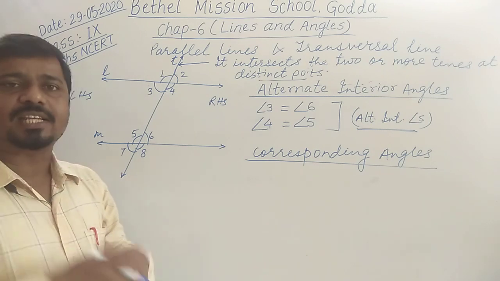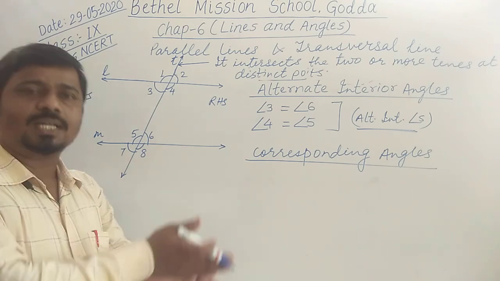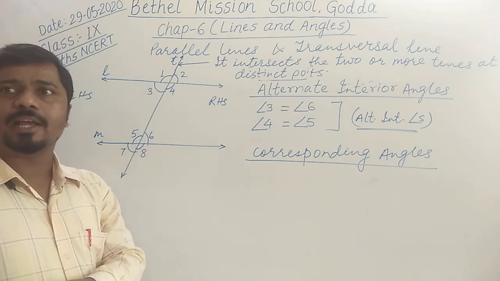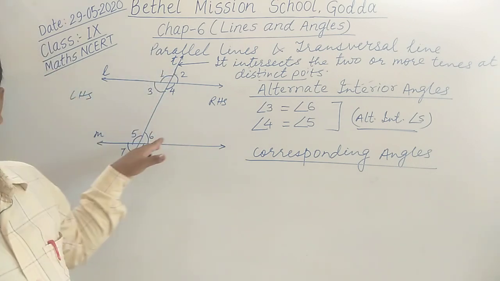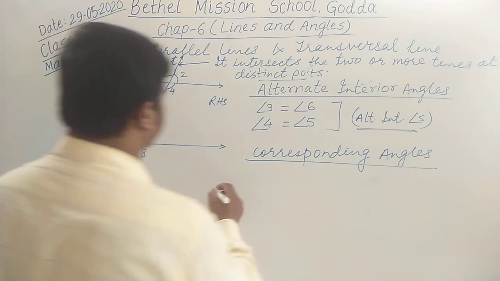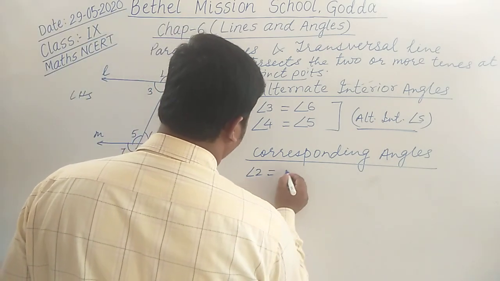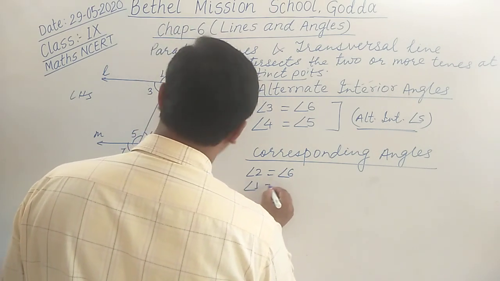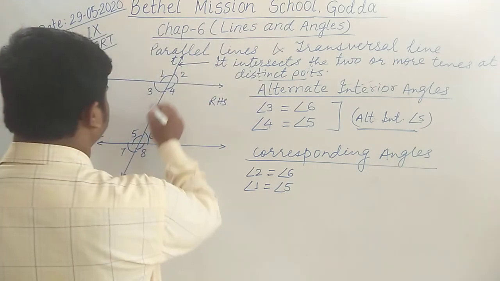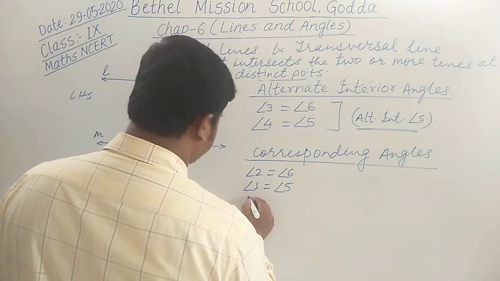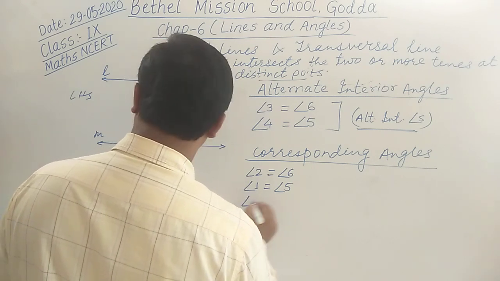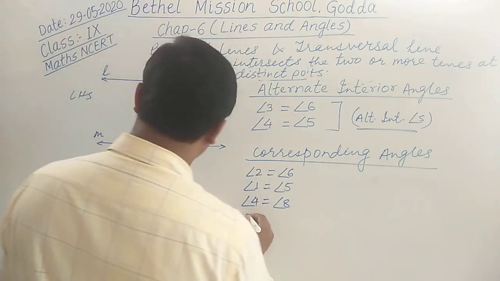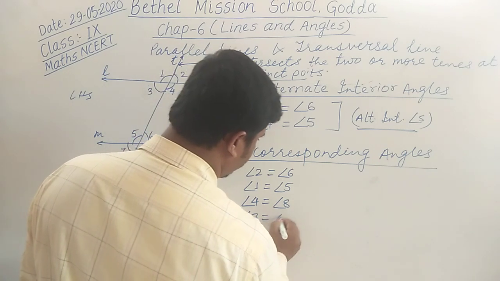The angles which are on the same side, but one is just outside, the exterior of the first line, and another is the interior of the second line. So this type of angles are called corresponding angles. Angle 2 will be equal to angle 6. Angle 1 will be equal to angle 5. Angle 4 will be equal to angle 8. Angle 3 equal to angle 7.